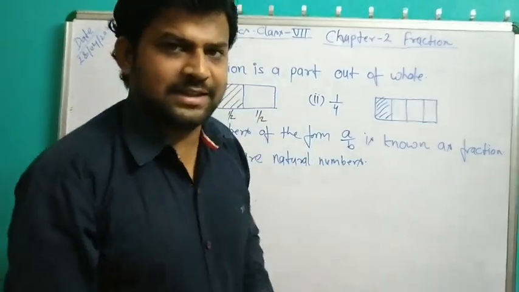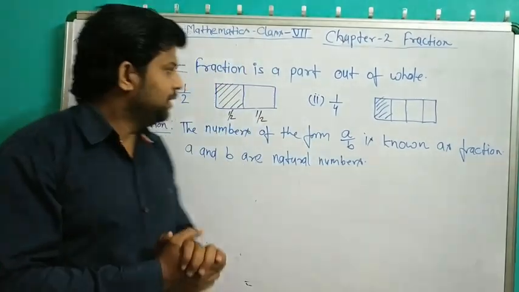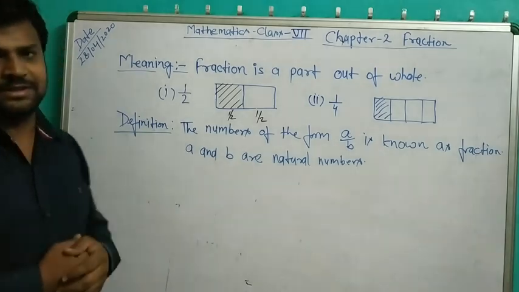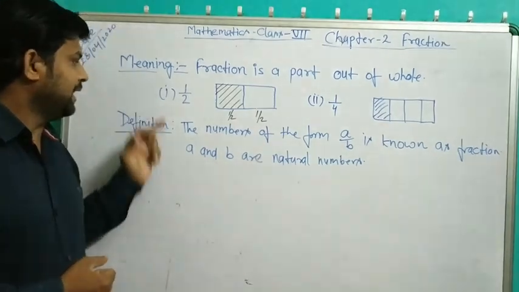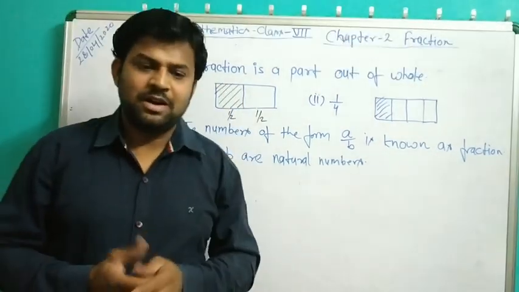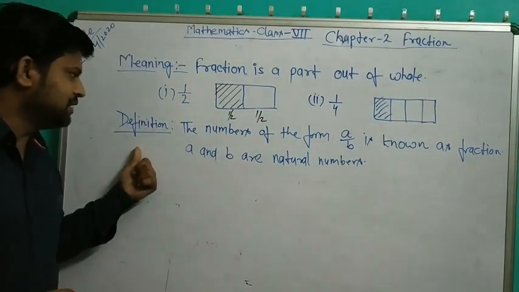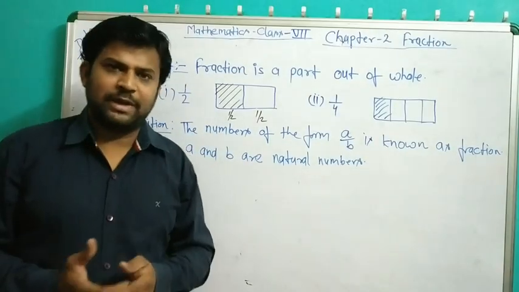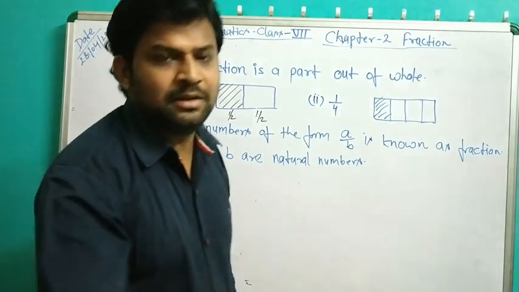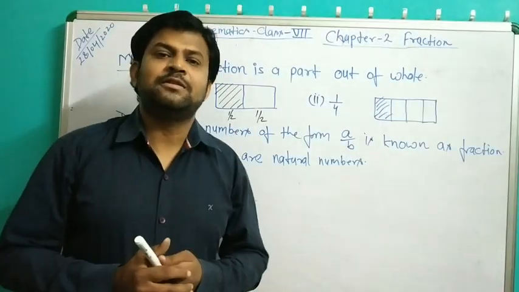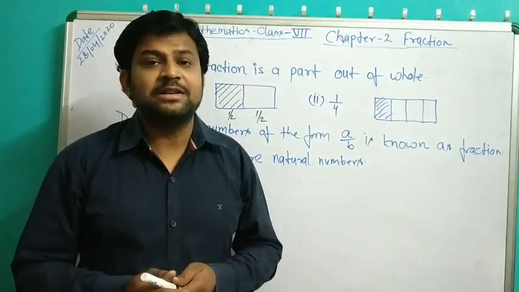Okay students, fraction is clear, meaning is clear. Now meaning and definition are clear. The meaning is: fraction is a part out of whole, and the definition is: the numbers of the form a upon b are known as fractions, where a and b are natural numbers.